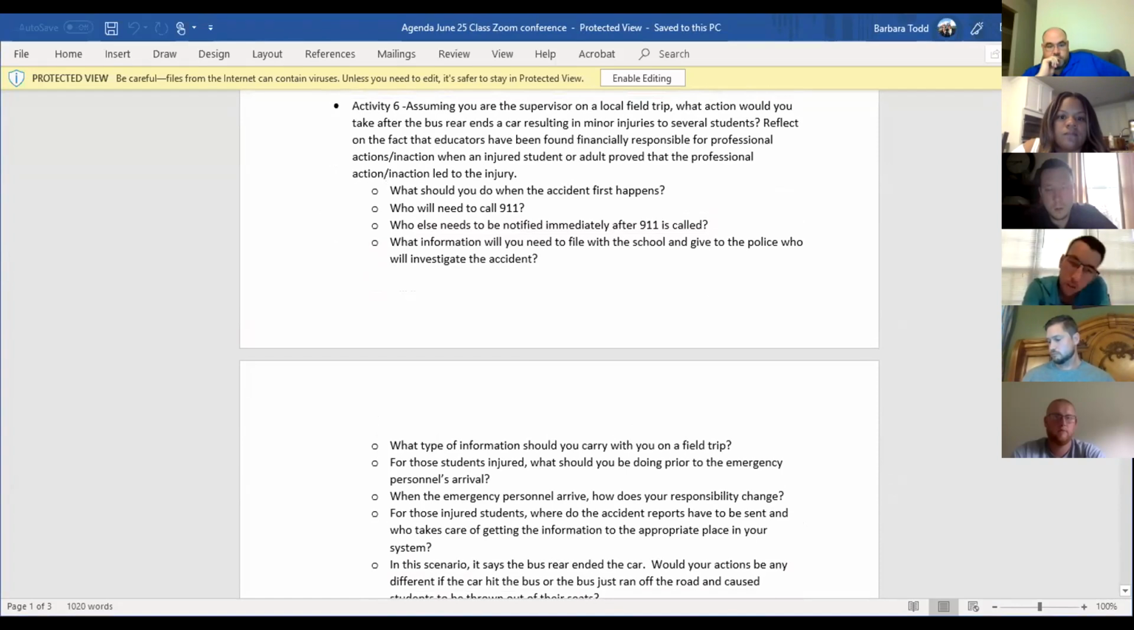So I came up with a bunch of things after listening to or reading your responses to activity 6. It made me realize we really need to talk about this, because if you're going to be a school administrator and you're going to be caught with having to deal with some of these situations, or you're the supervisor and an accident occurs, you need to know exactly what you need to be doing. So regardless of whether it's the bus driver's fault or whether the bus was hit by someone else, and that's more often what happens, is somebody hits a bus.